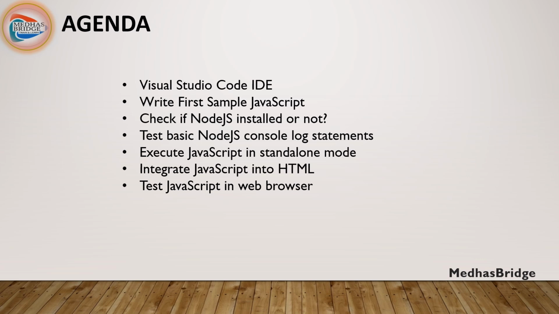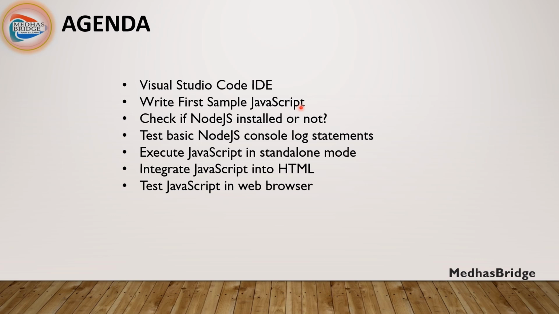In this session, we're going to see the Visual Studio Code IDE, which we have been using. We will recap one more time and try to write a first sample JavaScript and check if the environment is set up for running the JavaScript, that is Node.js. Node.js is basically a runtime JS environment. So we have to check if it is installed. If not, we have to install it, making sure your environment is ready so that you can execute the JavaScript.